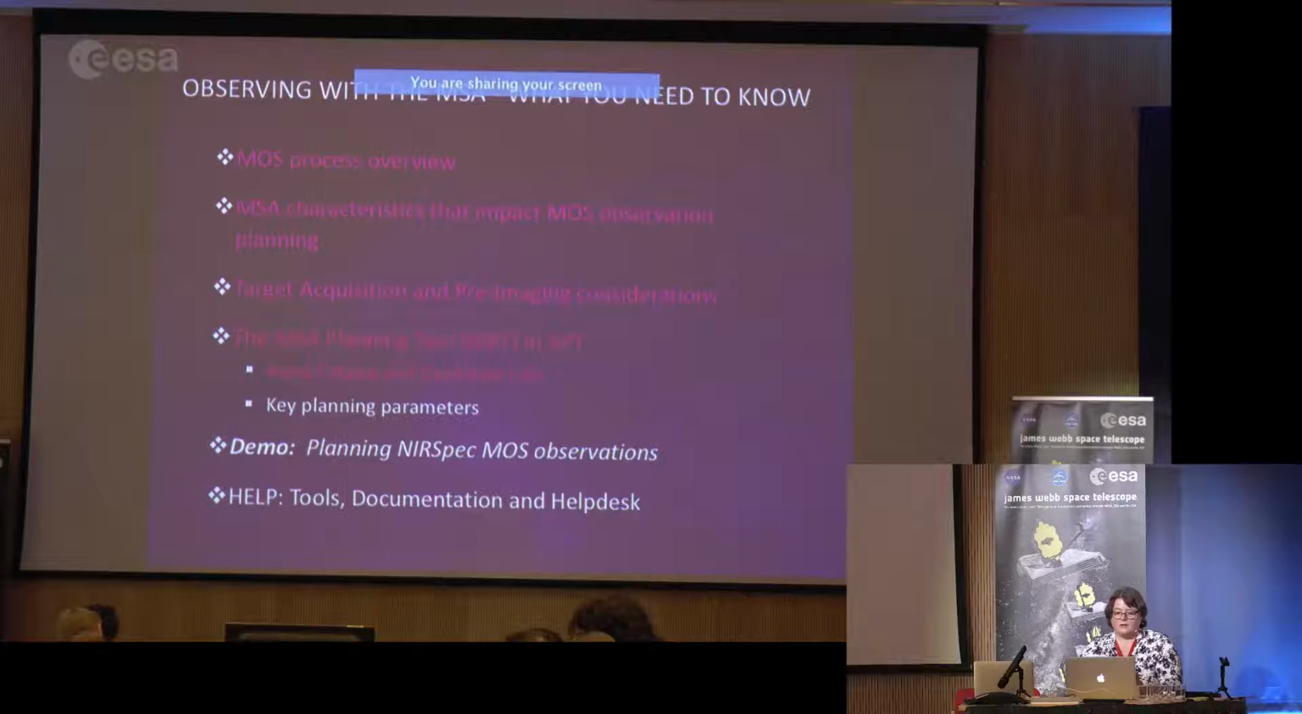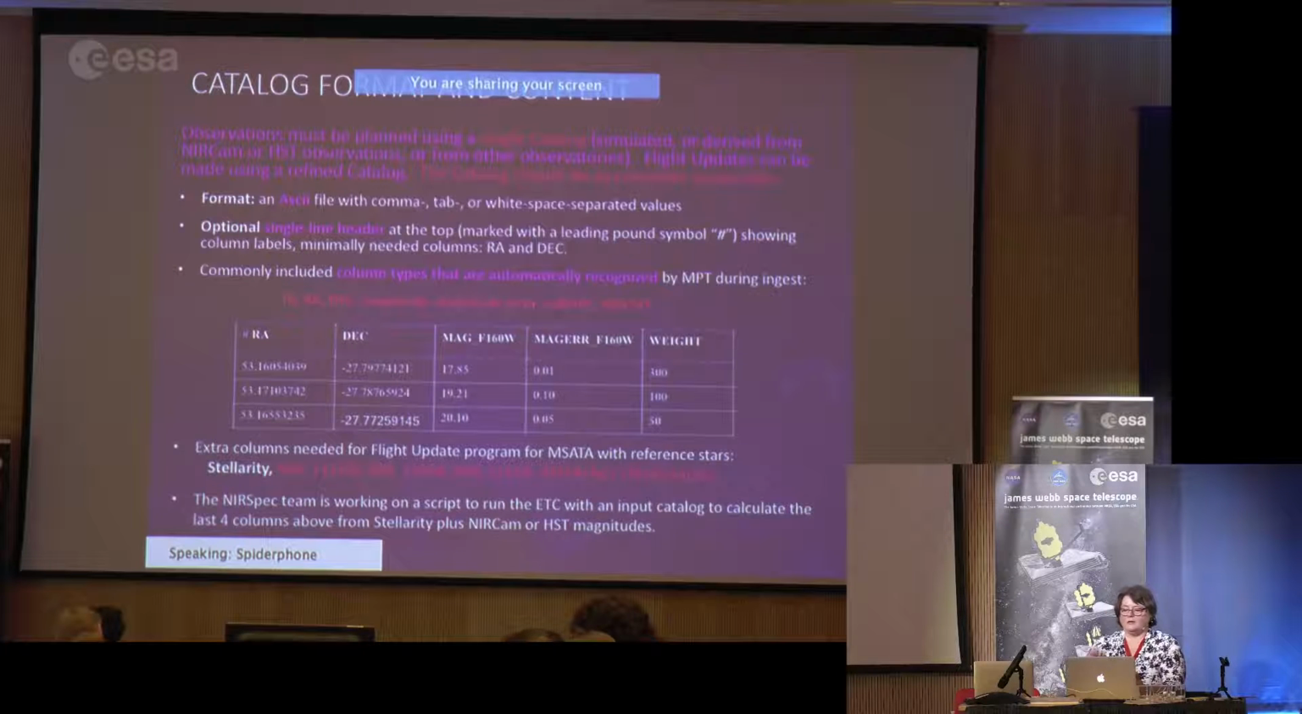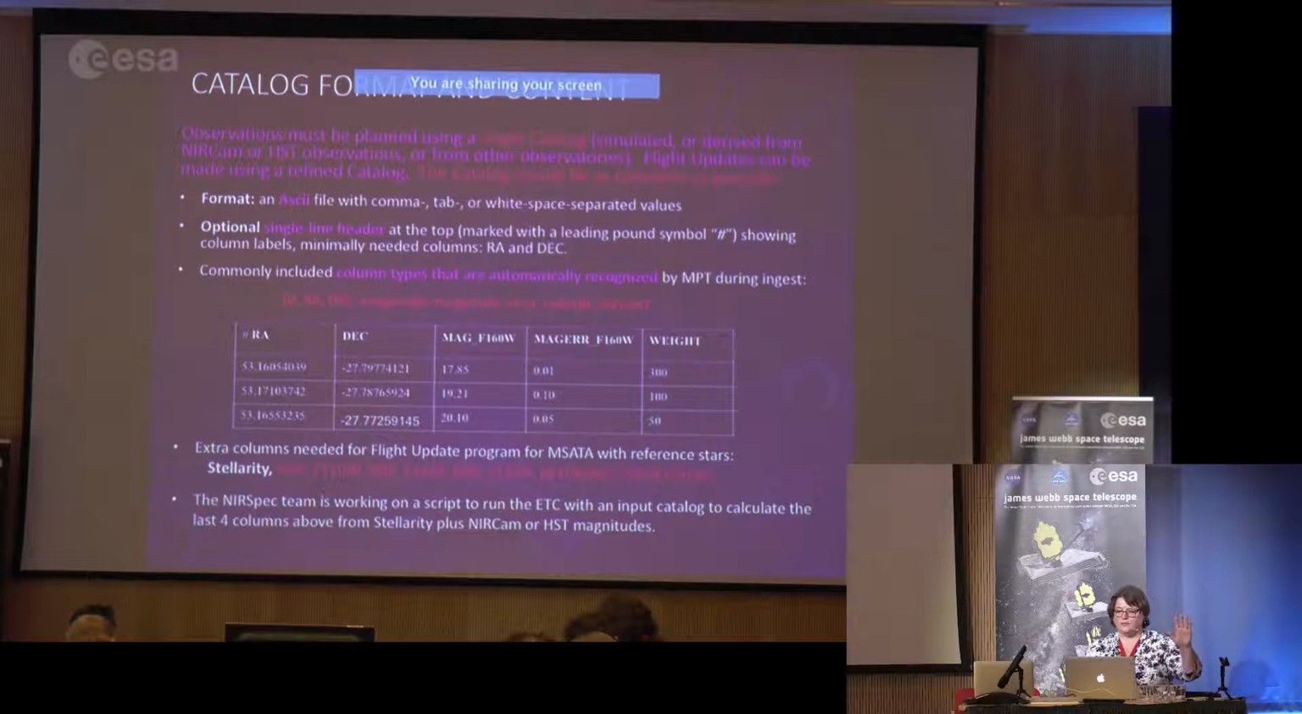Okay, so now let's talk about the input catalog and candidate list a little bit more. So there's an example here of an input catalog. It's simply an ASCII formatted file. It can have a single line header at the top, marked with a hash symbol or a pound symbol on the left. And then the names of the columns are in that header line. And that's optional, like I said.